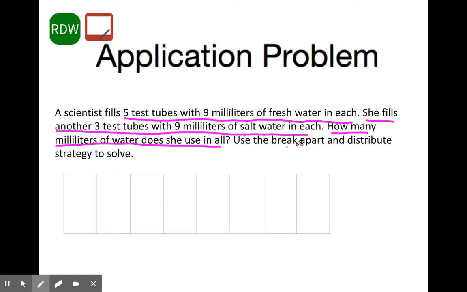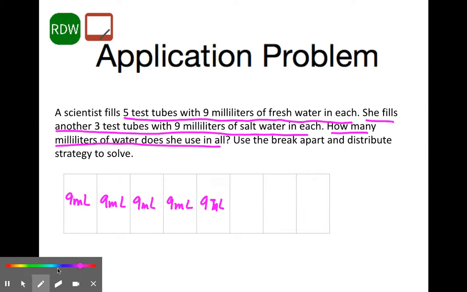They want us to use the break apart and distributive strategy to solve. I went ahead and drew a tape diagram here. So we know that the first 5 test tubes has 9 milliliters of fresh water. So I'm going to draw this out. That's 3 test tubes. There's 4 test tubes and there's 5 test tubes. Okay. Now we're going to look at the second part of our story problem.